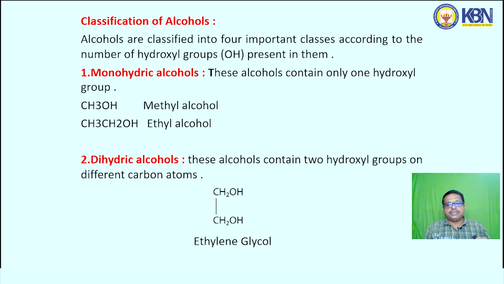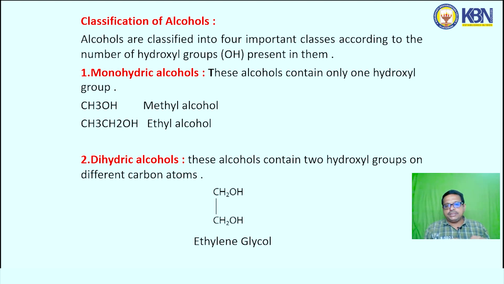Another example is ethyl alcohol. So here the hydroxyl group is linked to the ethyl group, that is CH3CH2. So these two compounds contain only one hydroxyl group. So they are called monohydric alcohols.